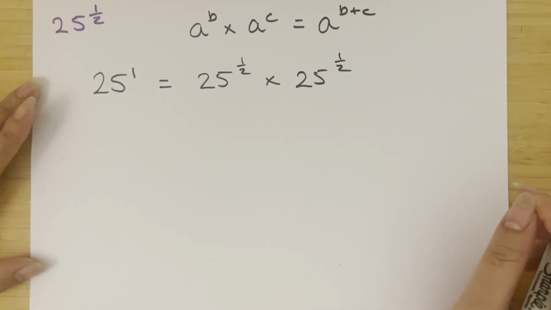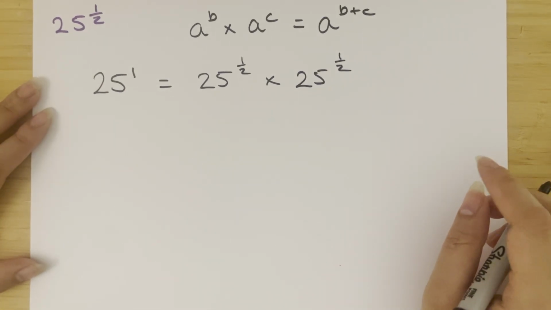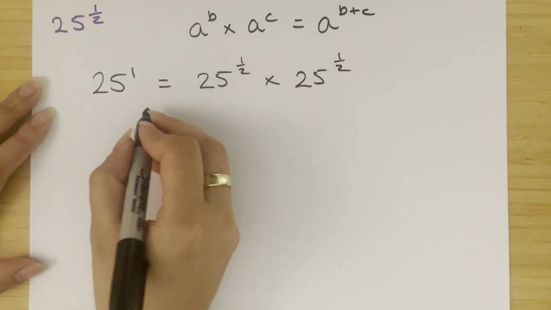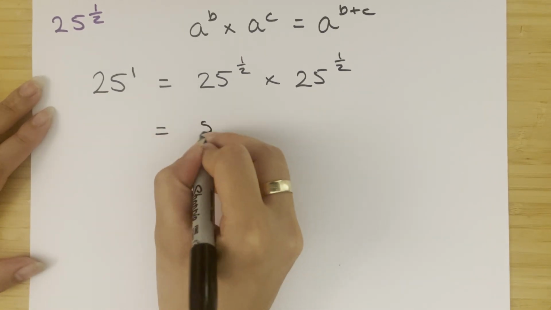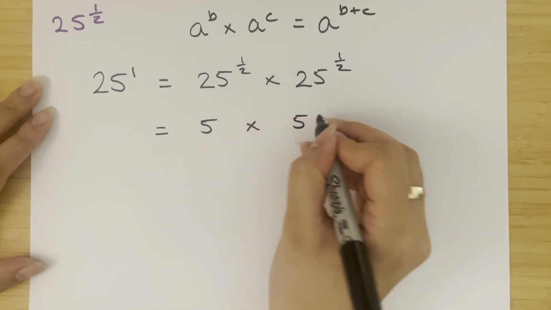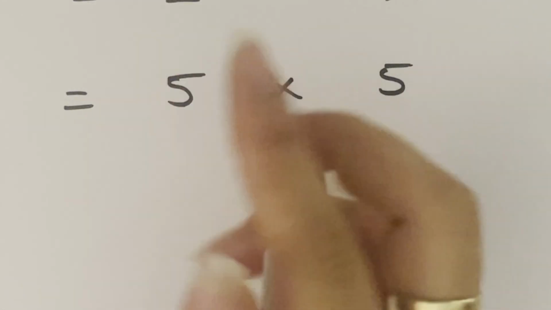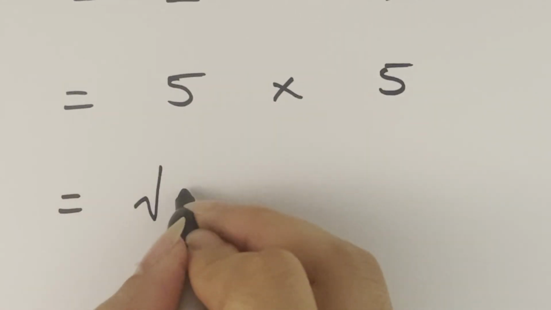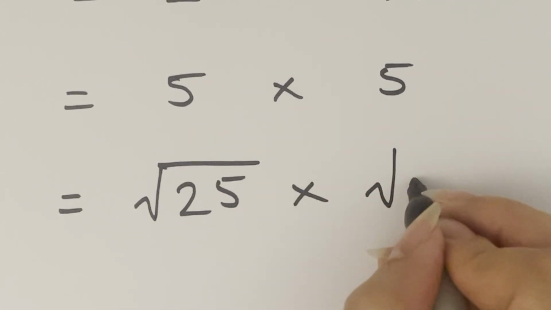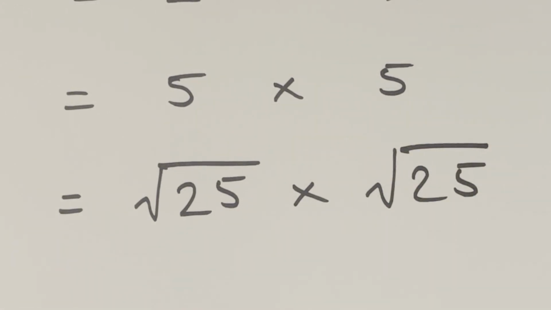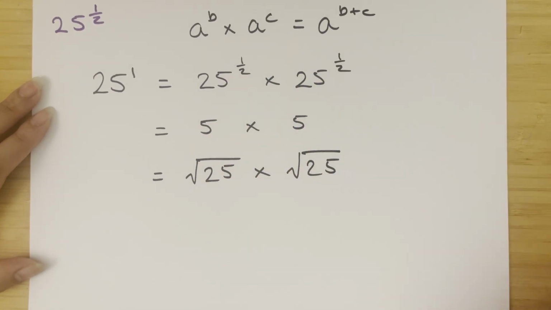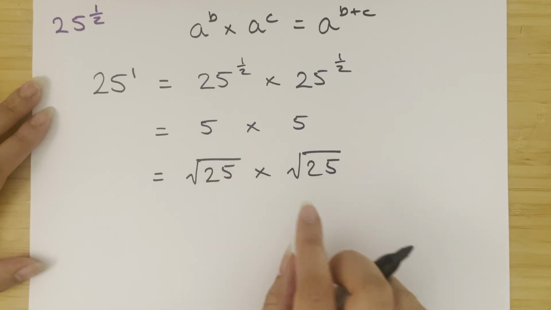Just using our knowledge of what number multiplies by itself to get 25, I know that the number that fits in here is equal to 5. I got that number 5 by doing the square root of 25. So this is how it works: 25 to the power of half is equal to the square root of 25.